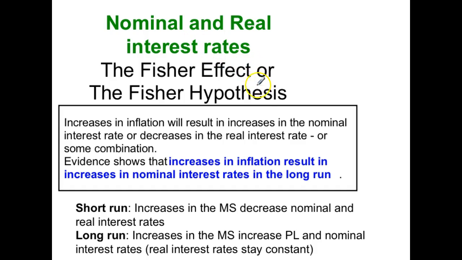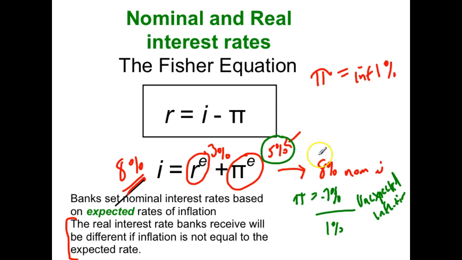So this equation and this effect leads to something called the Fisher hypothesis. And this is that increases in inflation will result in increases in the nominal interest rate, right? Because think back to this. If there's 7% inflation, now the next time I make a loan, what am I going to do? Am I going to be willing to lend to somebody else at 8%? No. Now I'm going to say, that's not the inflation rate I expect anymore. Now I expect 7%. So the new nominal interest rate will be 10%.